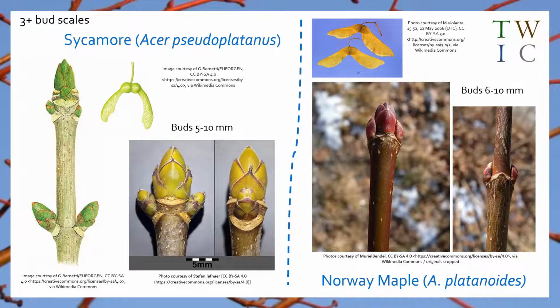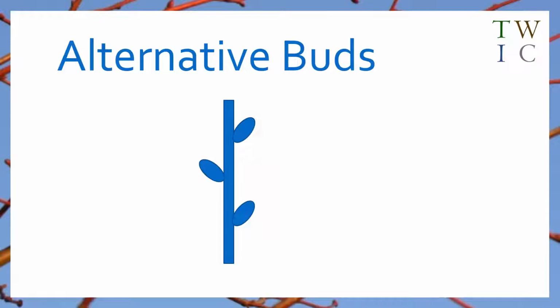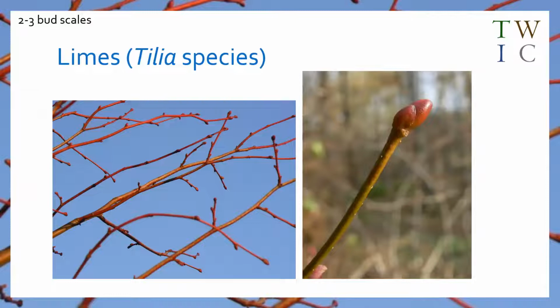So that finishes the common species with opposite buds. We'll now move on to those with alternate buds. First of these I'd like to show you is the lime. This is another very attractive reddy colour twigs. There's actually three species of lime in this part of Scotland. So we have the common lime, the large leaf lime and the small leaf lime.